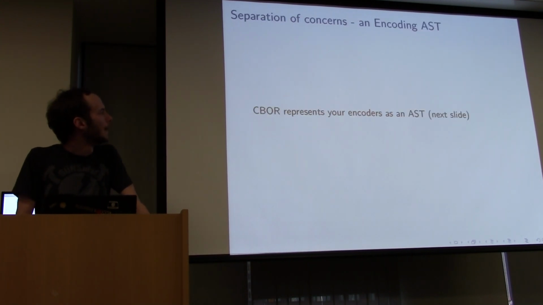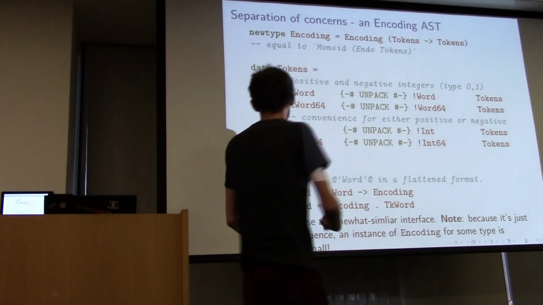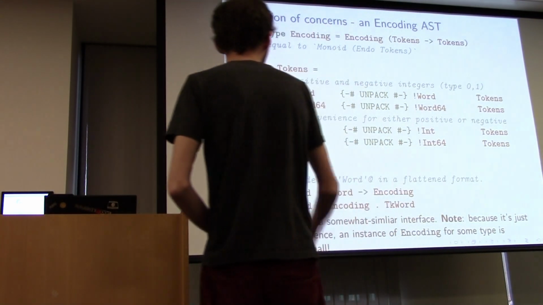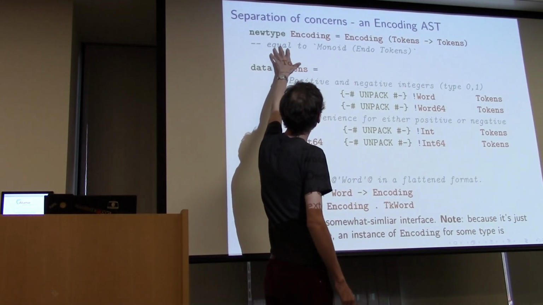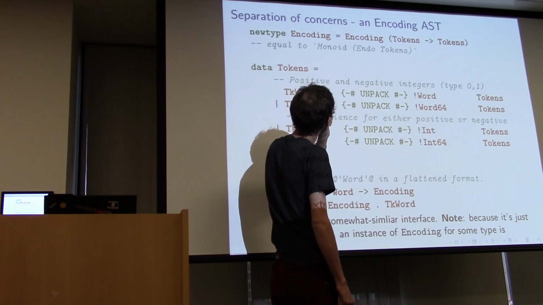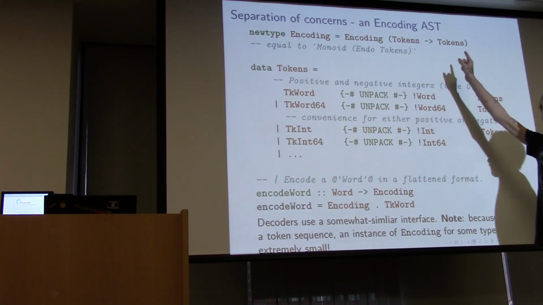That makes sense. So here's how it represents these kinds of things. There's a lot here, but we can step through it. So you've got the first thing, which is your encoding, right? That's the thing we need to return. And it's a weird type that wraps a function from a token to a token.